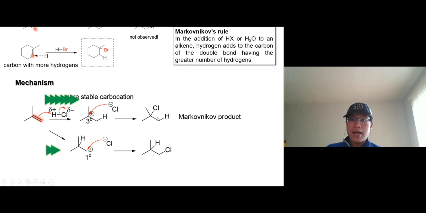the product that has the halogen on the more substituted carbon is called the Markovnikov product, and the other way around we call the anti-Markovnikov product. All right, so this reaction favors the Markovnikov product. We don't really observe the anti-Markovnikov product there.